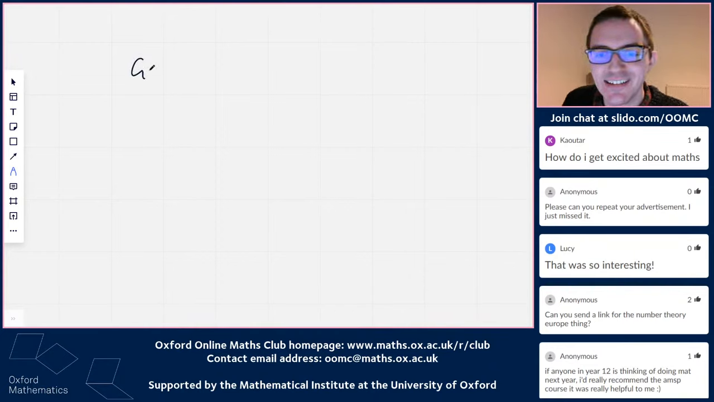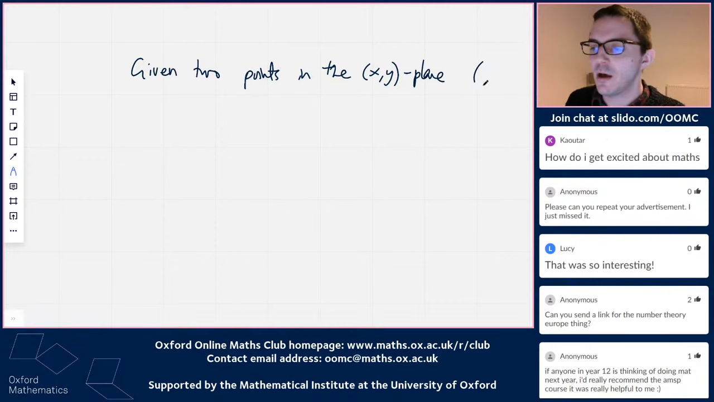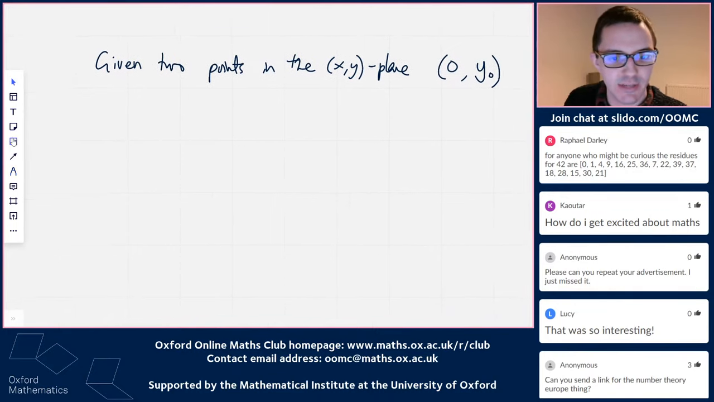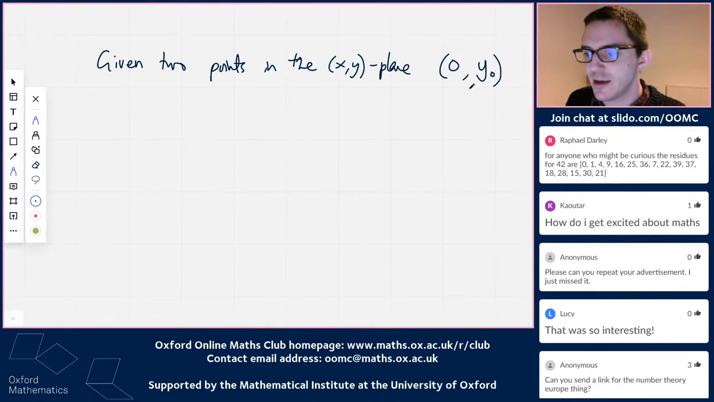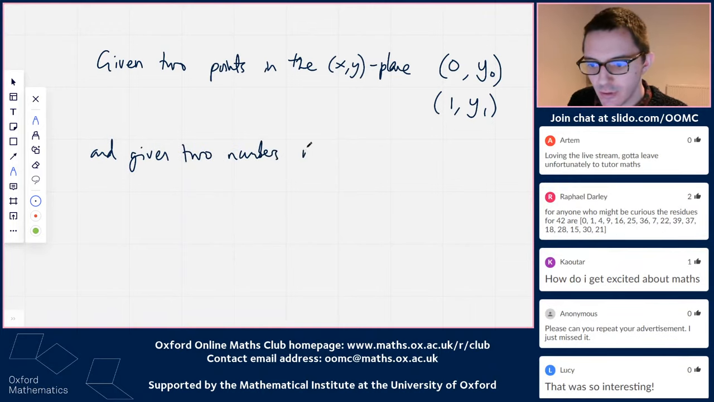Here's how the question works. Given 2 points in the XY plane, I'm going to tell you their x coordinates are 0 and 1. I'm not telling you their y coordinates. I'm leaving those as y0 and y1. Okay, given 2 points in the xy plane and given two numbers, m0 and m1, here's the question.